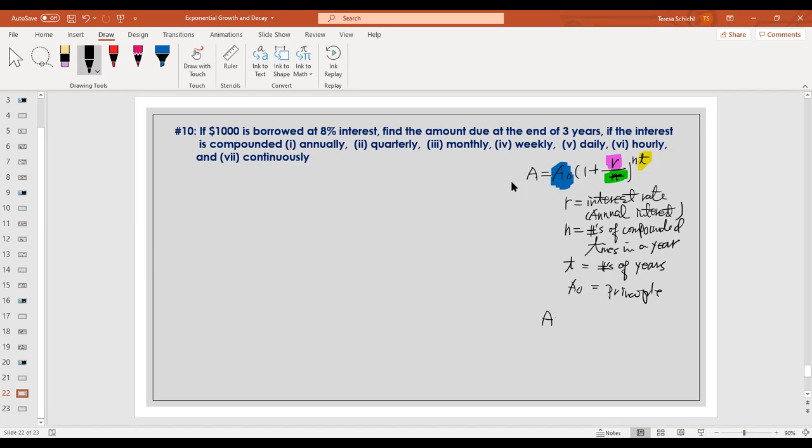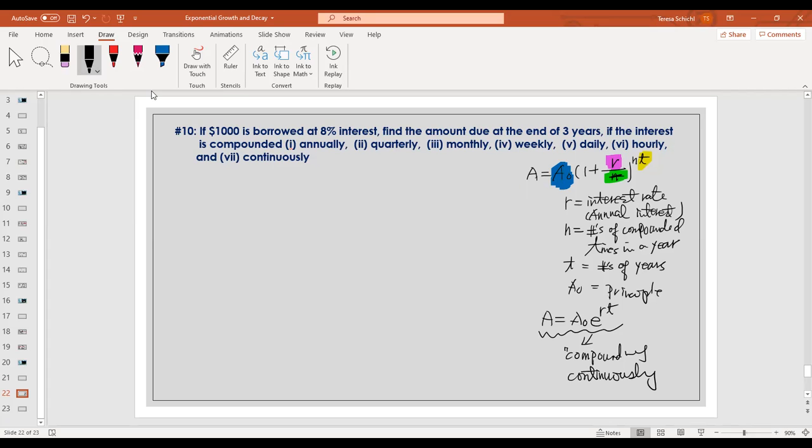Or you can see here, this is A0 times e to the rt. This is the formula we use instead of compounding annually, semi-annually, or quarterly, when we are compounding continuously. That means every minute, every second, every tenth of a second, we are compounding.